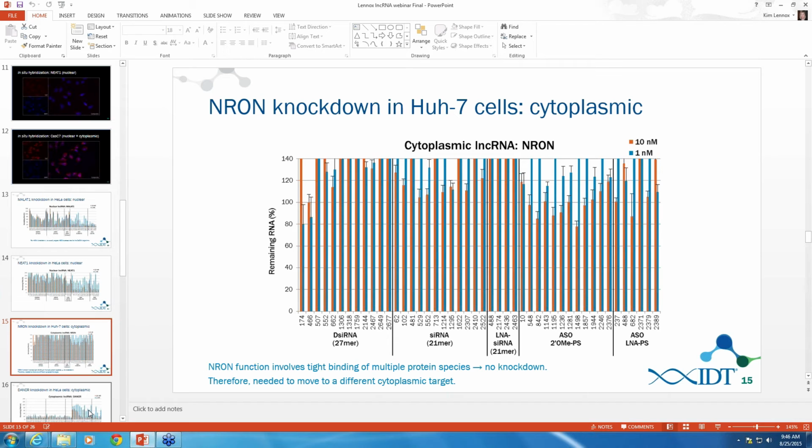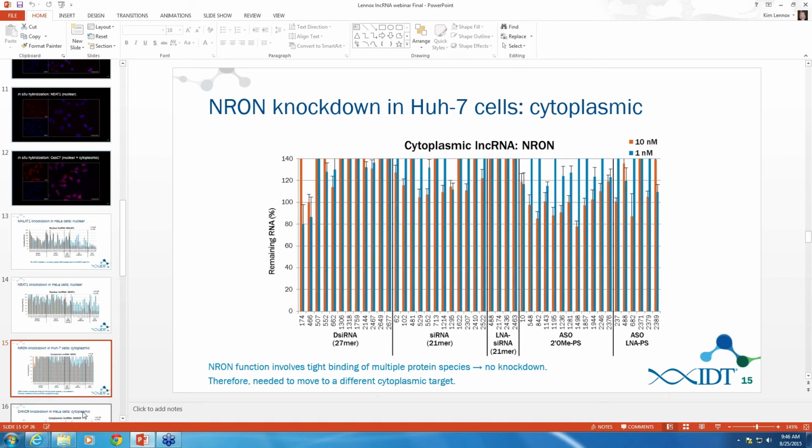Okay. So this person's asking something specific that might be of interest. They're targeting a long non-coding RNA that's localized on the positive strand. However, there's another long non-coding RNA on the negative strand in the same area. Does that mean that they can only use an antisense oligo to knock down that lncRNA? To be safe, I would say yes.